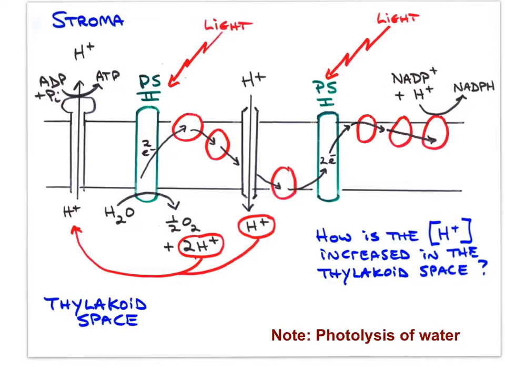NADP+ is reduced to NADPH by electrons from photosystem I. Electrons lost from photosystem I are replaced by electrons arriving from the ETS and photosystem II. NADPH and ATP are important molecules in the Calvin cycle, where they serve to fix carbon dioxide into sugar.